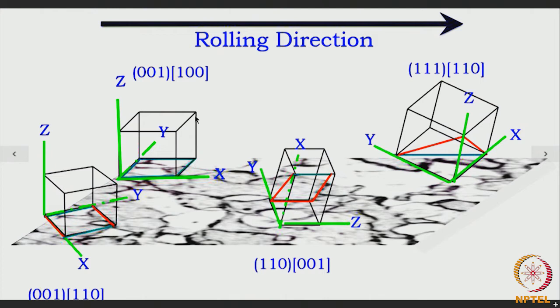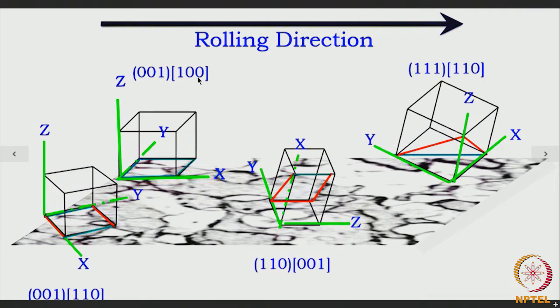So, this is the unit cell of the grain, and what we find is that this top plane of the unit cell, which is nothing but the (001) plane, is parallel to the rolling plane. Not only that, this particular direction of the unit cell, which is nothing but the [100] direction, is parallel to the rolling direction. So, this is a grain in which the (001) plane is parallel to the rolling plane, and the [100] direction is parallel to the rolling direction. We say that this particular grain here has the orientation given by (001)[100].